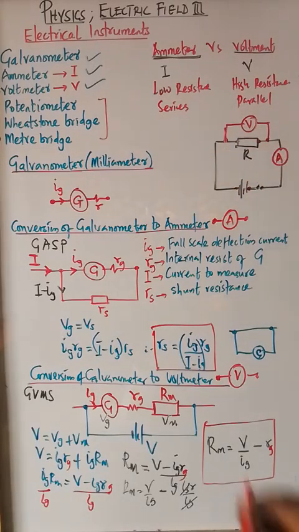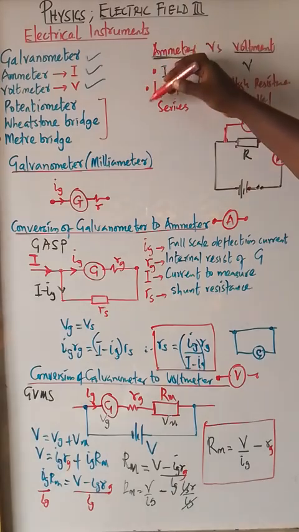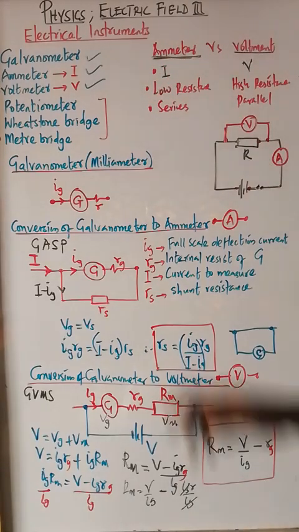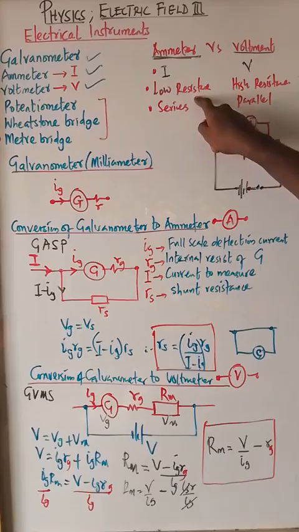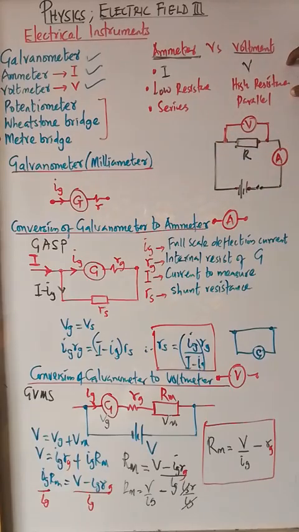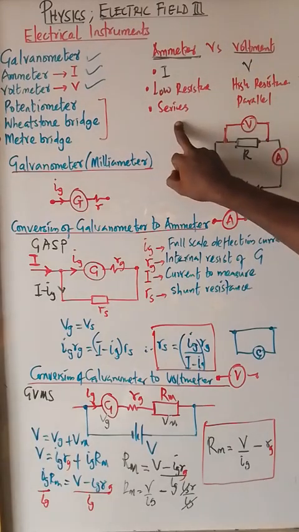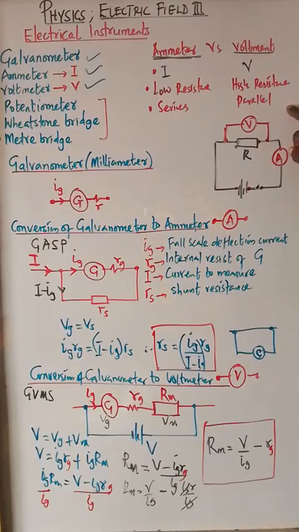So on the board we have three major differences between ammeter and voltmeter. One is used to measure current, the other voltage. One is a low resistance device. The other one is what? High resistance. Ammeter is connected in series and voltmeter is connected in parallel.